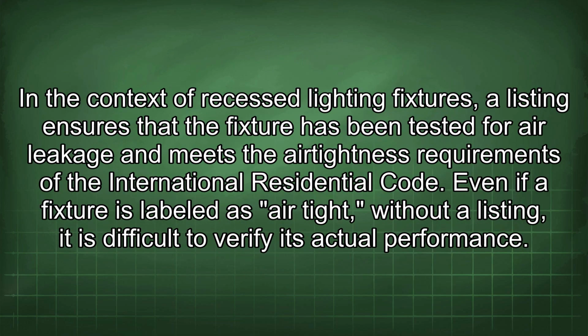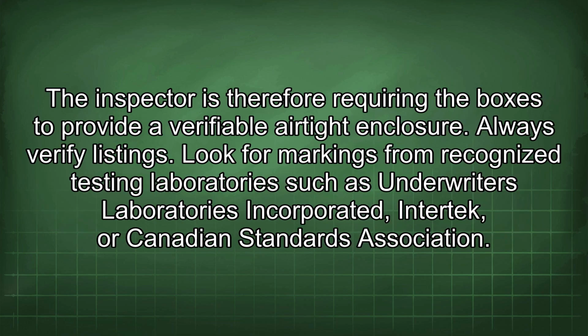In the context of recessed lighting fixtures, a listing ensures that the fixture has been tested for air leakage and meets the airtightness requirements of the International Residential Code. Even if a fixture is labeled as airtight, without a listing, it is difficult to verify its actual performance. The inspector is therefore requiring the boxes to provide a verifiable airtight enclosure.